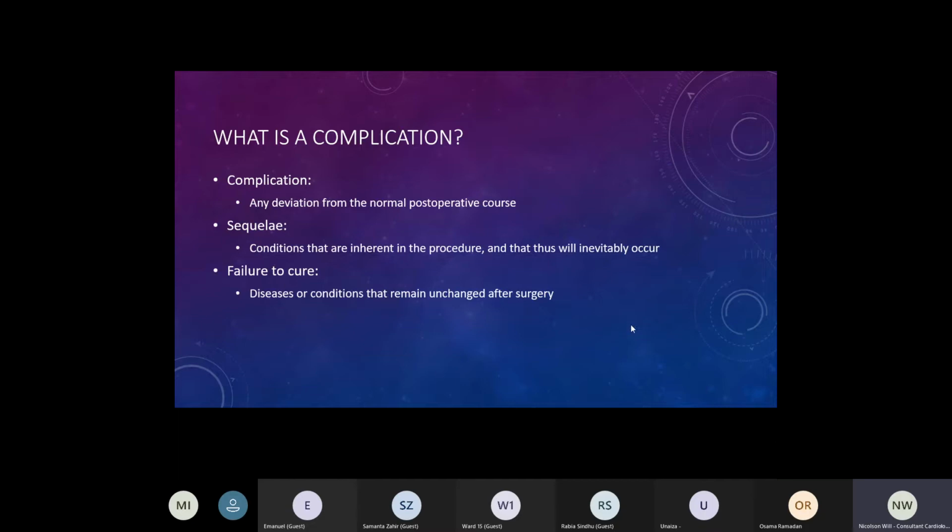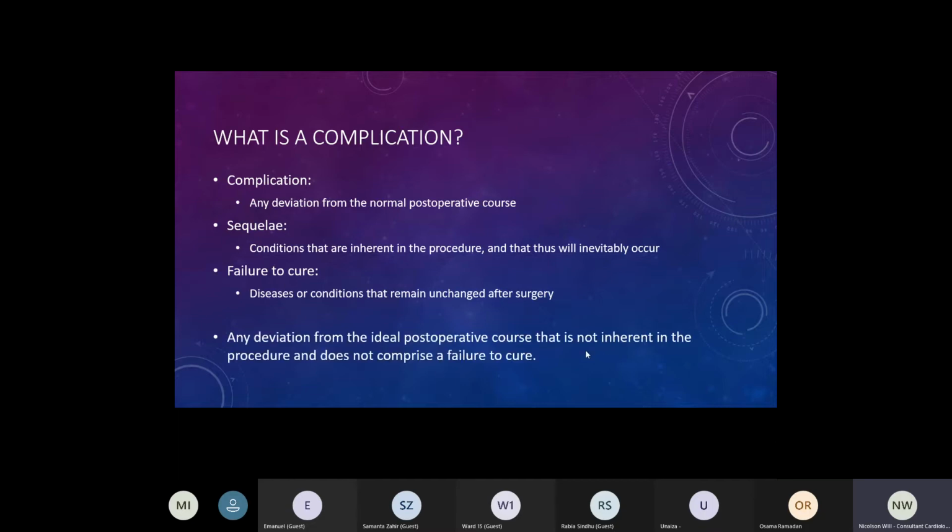So have those different terms in mind when you think about what I'm going to show you in the next slides. So a complication, a full definition, would be any deviation from the ideal post-operative course that is not inherent in the procedure and does not compromise a failure to cure.